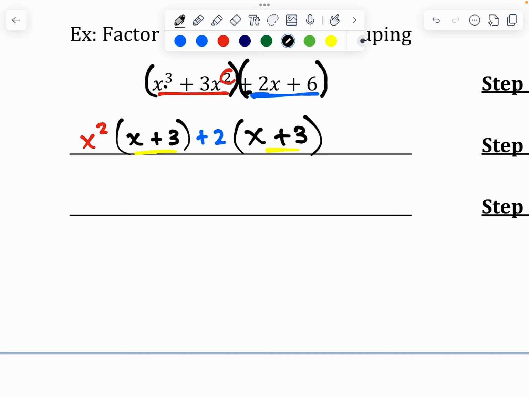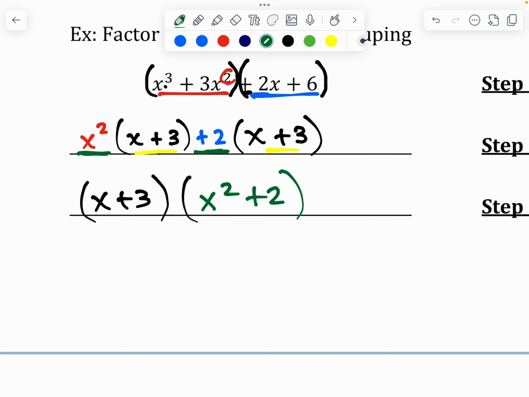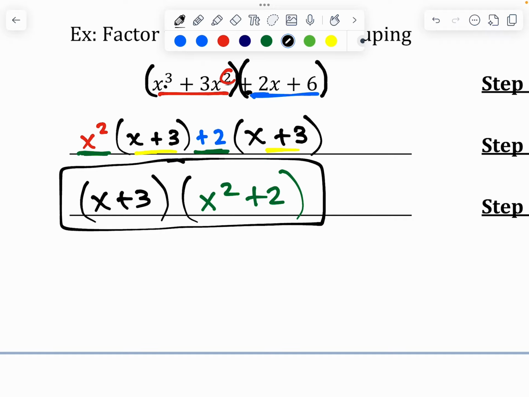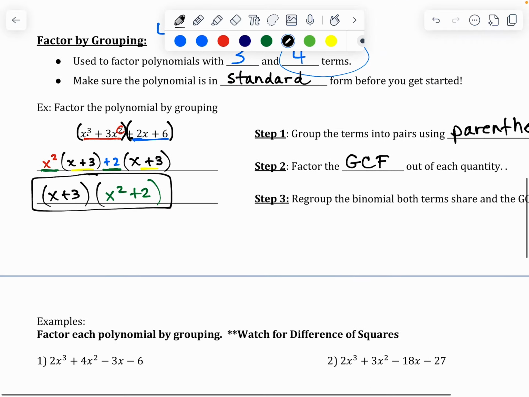We're going to write it out front. That's the factor that they both have in common, x plus 3. We're only writing it one time. Then I'm going to write what is left out of the other two factors. So I have an x squared left, and I have a plus 2 left. And I'm going to put that together in one parenthesis. Okay? So my final answer for this is x plus 3 times the quantity x squared plus 2. That is your final answer.